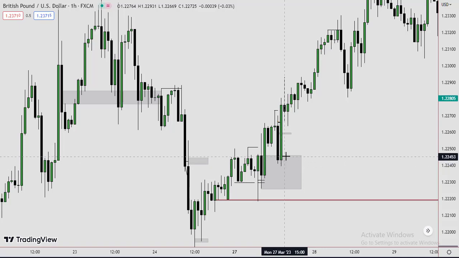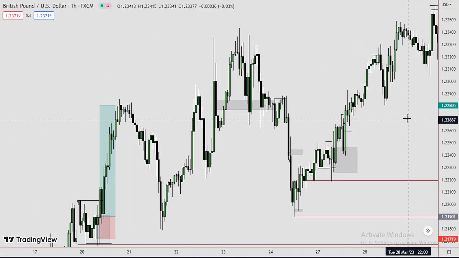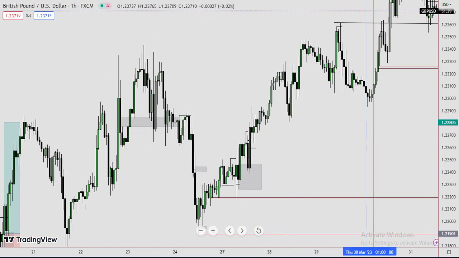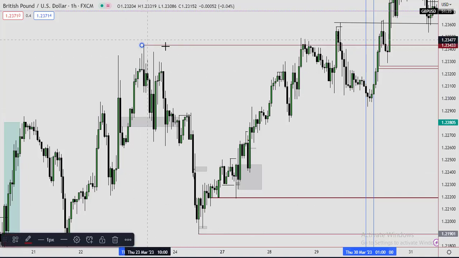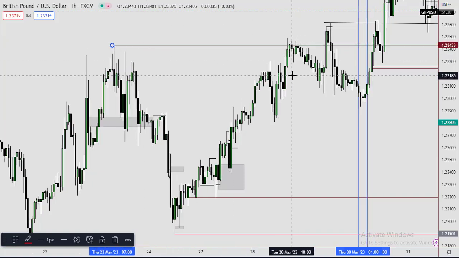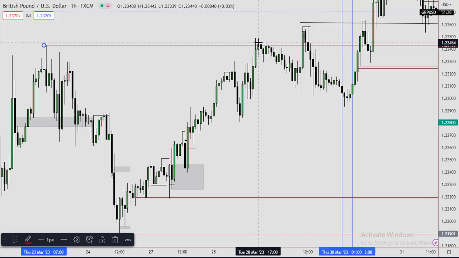So price traded into this level and started to expand to the upside. So where is our profit partial? This buy-side liquidity is sitting above that high. Price traded into it, you should be taking profit. All right, then on Tuesday, look at what happened.